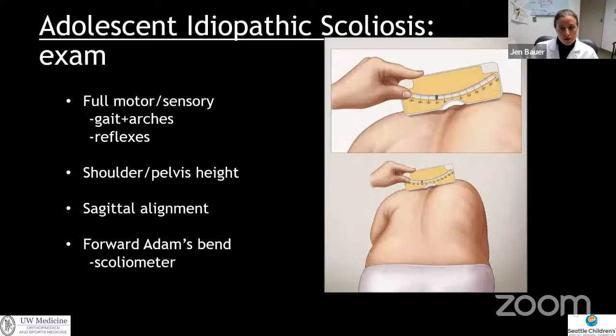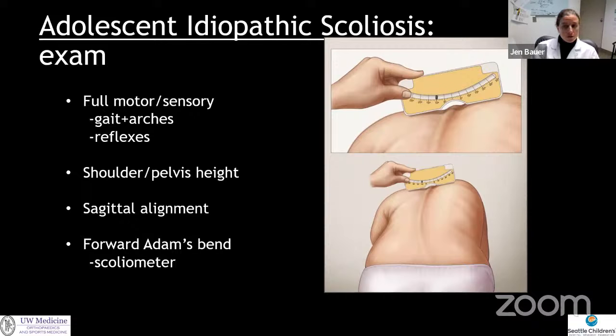So if someone comes to see you with idiopathic scoliosis or with some sort of scoliosis, your very first thing is going to be to do an exam. The key part of the exam is, of course, making sure their motor and sensory neurologic function is all normal. Their gait and their arches should be symmetric. They should have normal reflexes.